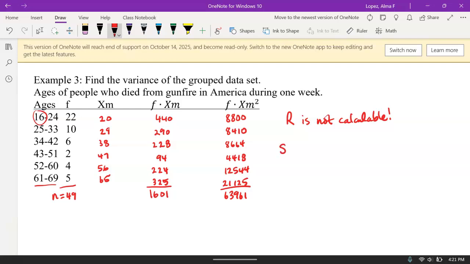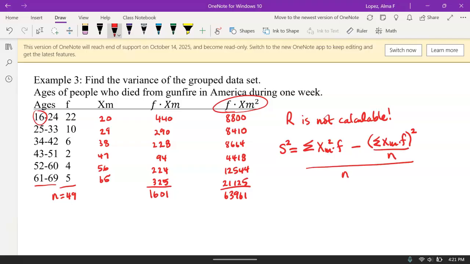Now the variance, we have a formula for the variance of grouped data. It is the sum of the column entitled X sub m squared times F. That's actually the same as this one. I don't know why I wrote it differently, but it's the same thing. Minus the sum of the column entitled X sub m times F. That number squared divided by n. All of that over n minus 1. If you're thinking this looks very similar to the last two, yes, it does.